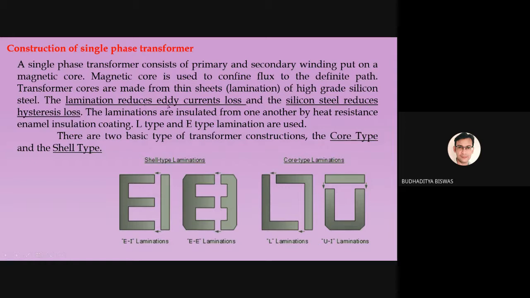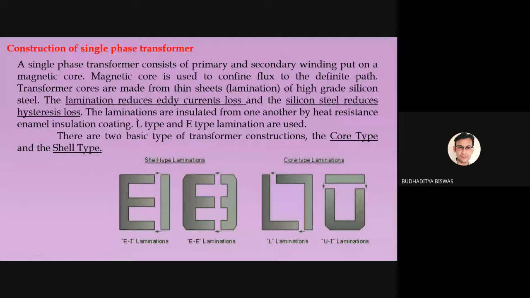The laminations reduce the eddy current losses, and the silicon steel reduces the hysteresis losses. So later, when I talk about core loss, there are two types of core loss. One is called the eddy current loss, and another is the hysteresis loss. Then we will discuss in detail what the hysteresis loss is and how to reduce it.